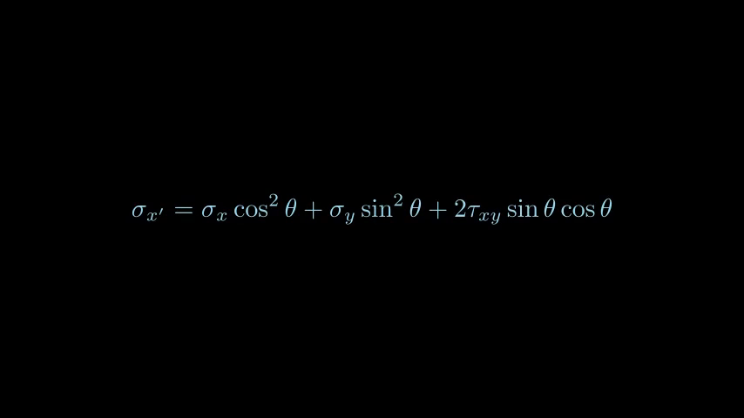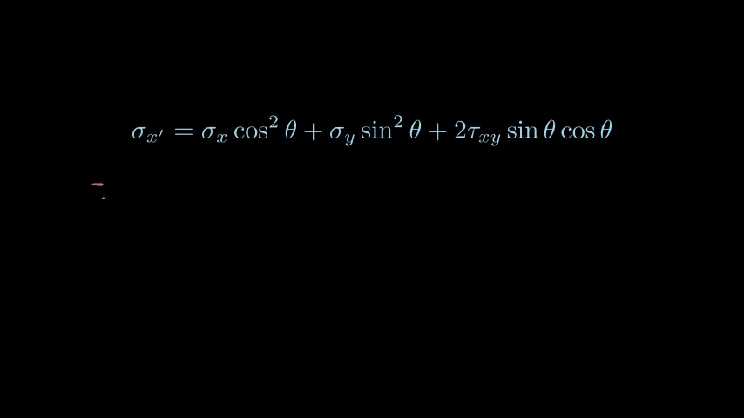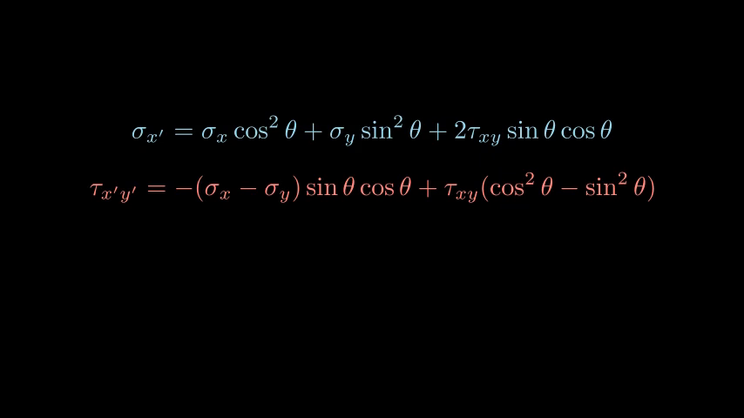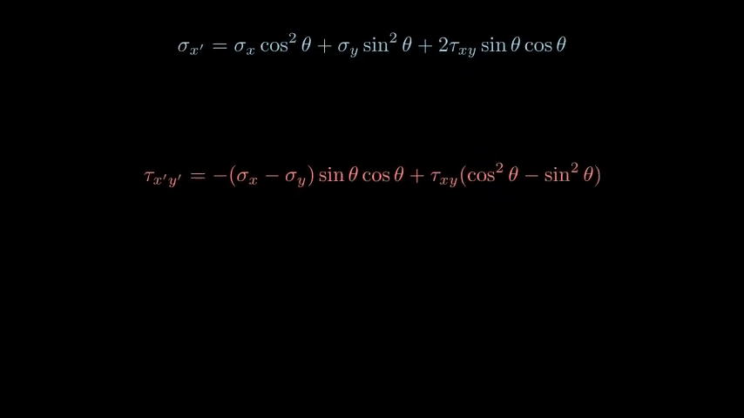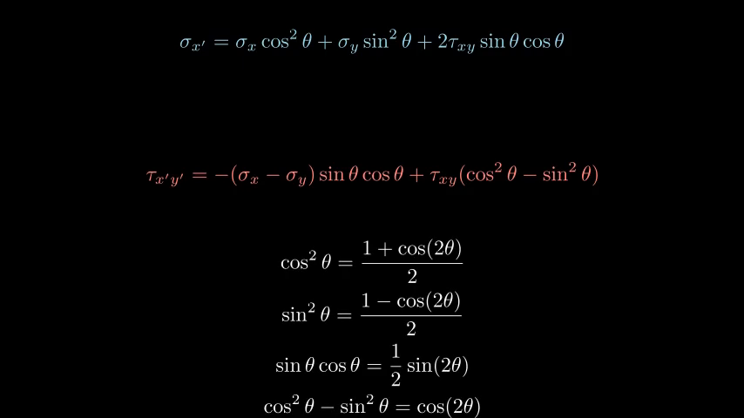After a bit more algebra, like replacing tangent with sine over cosine, the equation cleans up beautifully into this form. This gives us sigma x prime in terms of our original stresses. We can do the exact same force balancing act in the y prime direction. The process is identical, and it gives us this corresponding equation for the new shear stress, tau x prime y prime. Now, these equations are correct, but we can make them even more elegant and useful.